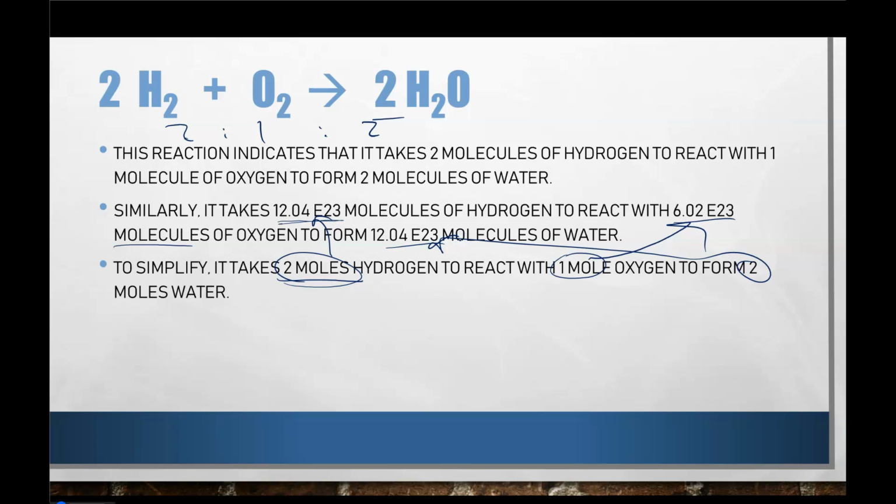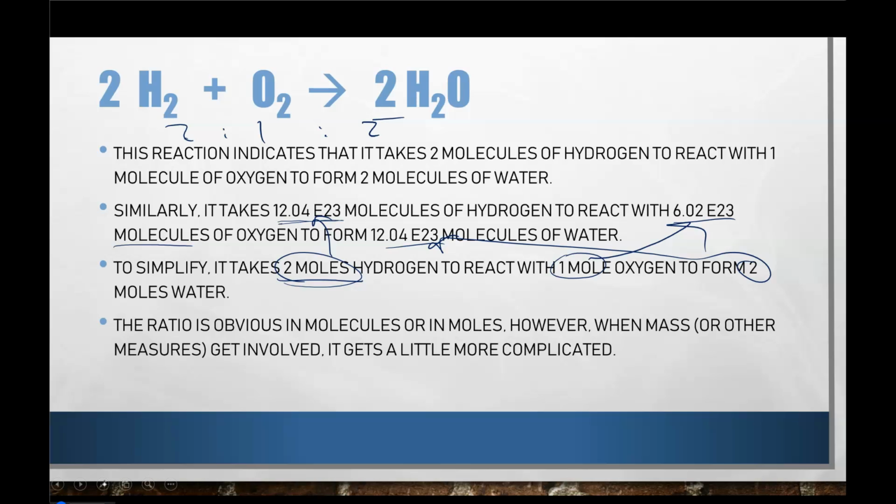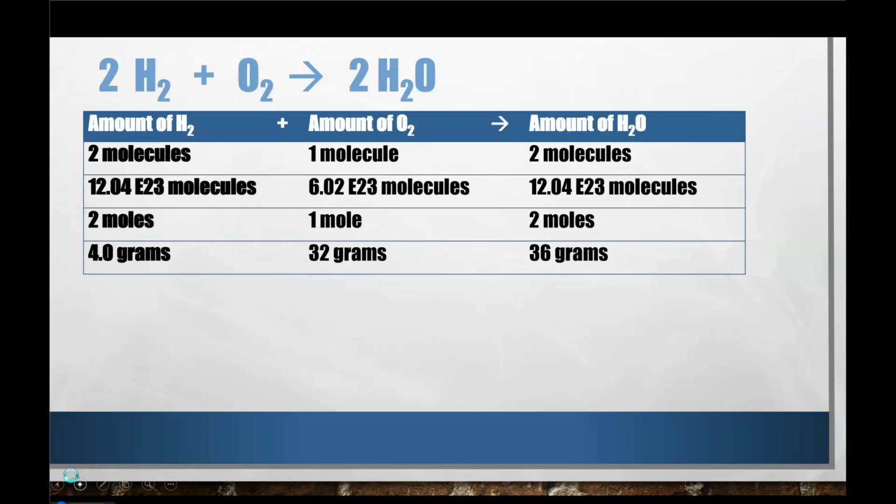And so moles are proportional to the numbers of atoms, and that's why it works, because everything reacts in terms of atoms or molecules. It's real obvious when you see it in terms of molecules or in moles, but when they involve grams, it gets a little more complicated. So here's the same reaction. 2 to 1 to 2. And then when we get to mass, everything's off.